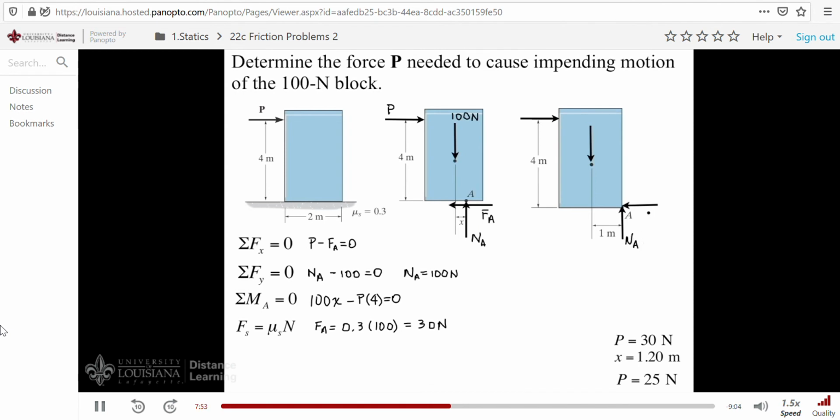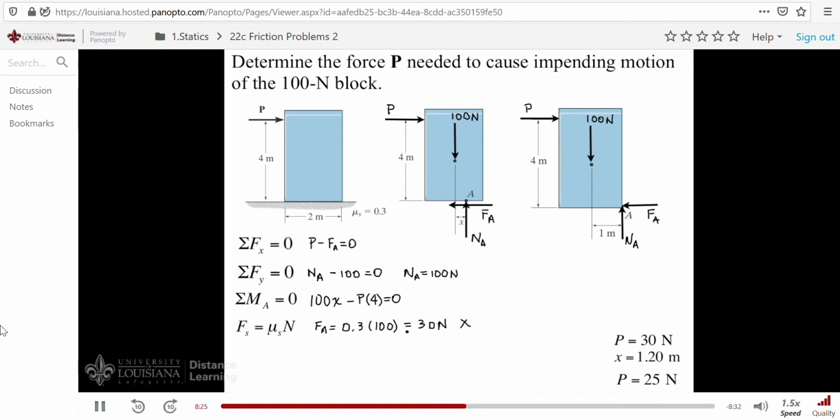N sub A is here. Here's our friction force. It's certainly not equal to mu N anymore, and I'll show that in a minute. And of course, here's our weight and our applied load P. Now, x is given. X is 1 meter. So with that known, x being equal to 1 meter, we can come back and deal with these three equations of equilibrium. This equation no longer applies.